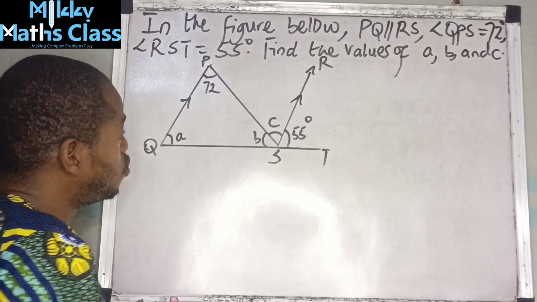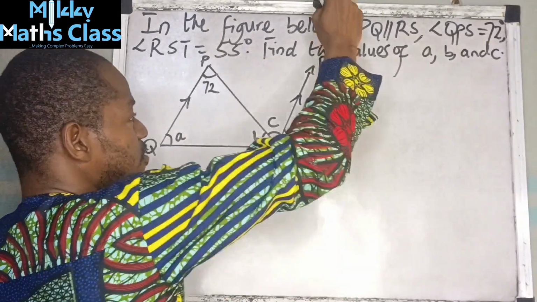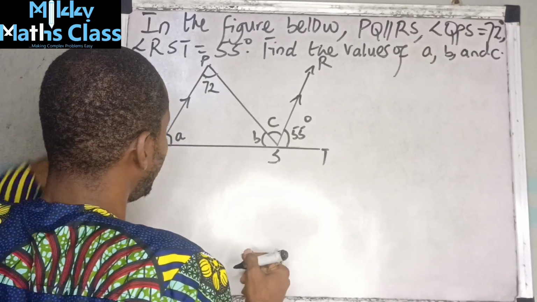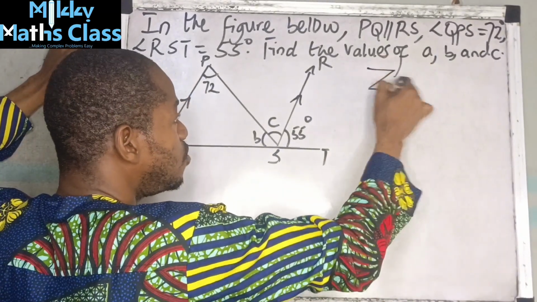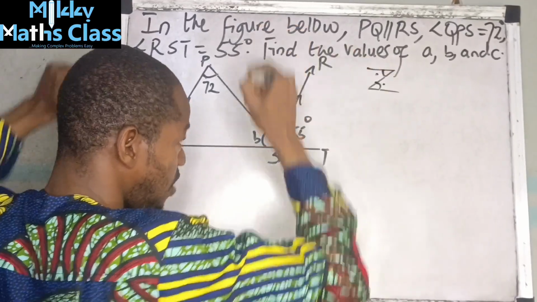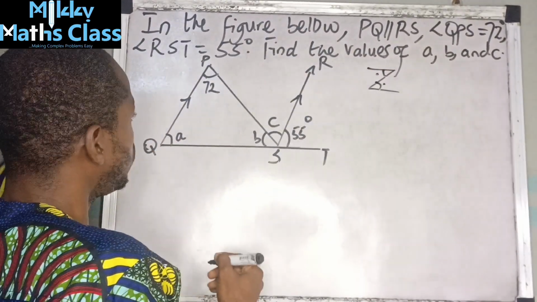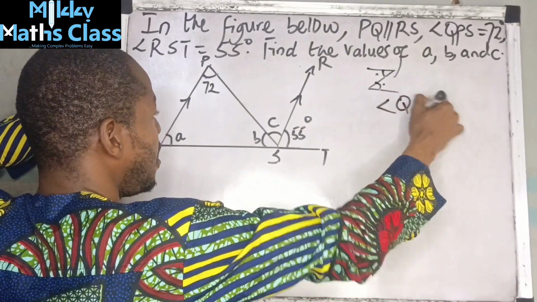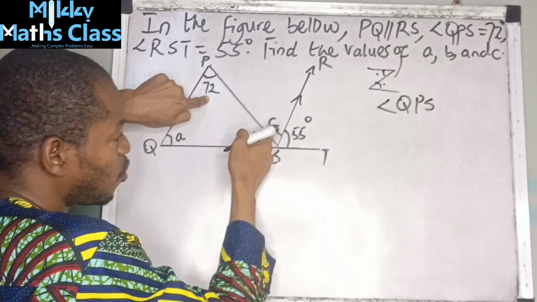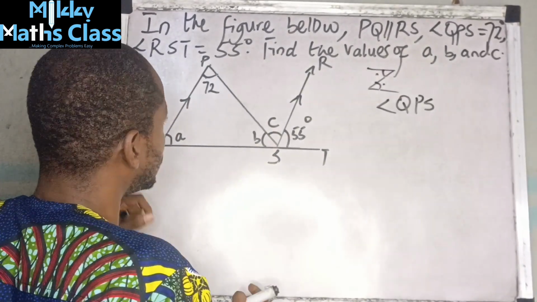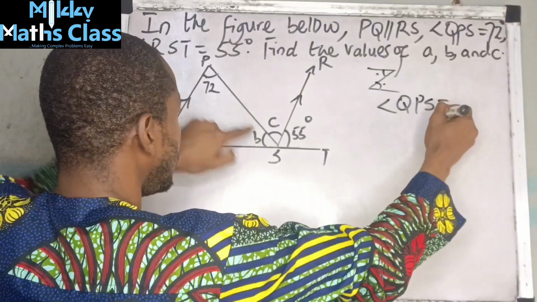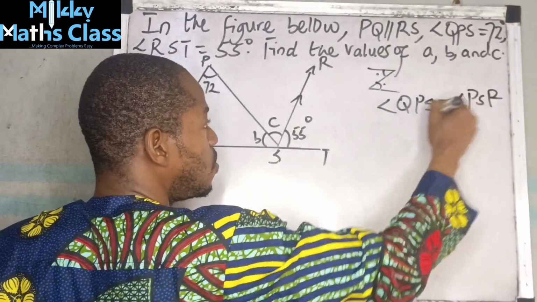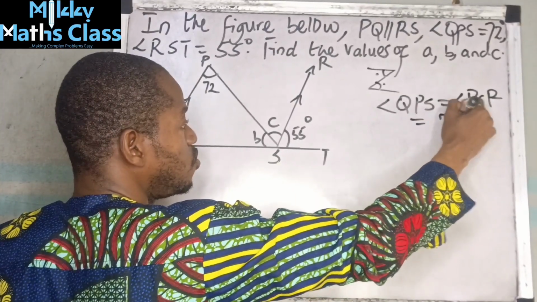Now, there's something we need to know. This you are saying is like a Z. And when you have a Z, an alternate angle is formed. Now, so therefore, this angle here, for a Z angle, whatever is here is equal to what is here. Alternate angles are equal. So it follows that angle QPS, this angle here, is the same thing as what I have here. It's the same thing as angle PSR, which is equal to 72 degrees.